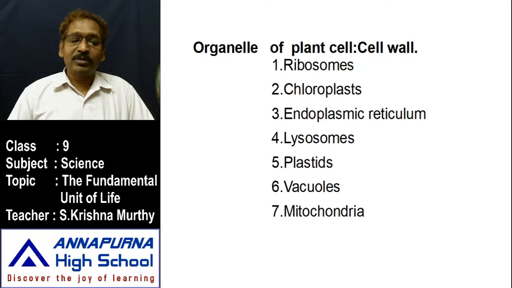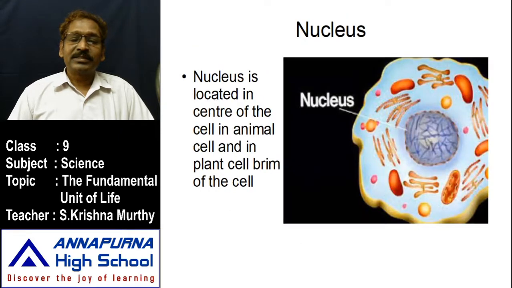Let us look at the nucleus. In the earlier class we learnt about the nucleus. The nucleus was discovered by Robert Brown in 1831, in both plant and animal cells. In the animal cell the nucleus occupies the center of the cell, but in the plant cell the nucleus occupies one side of the plasma membrane, the brim of the plasma membrane. In between the nucleus and plasma membrane is the cytoplasm.